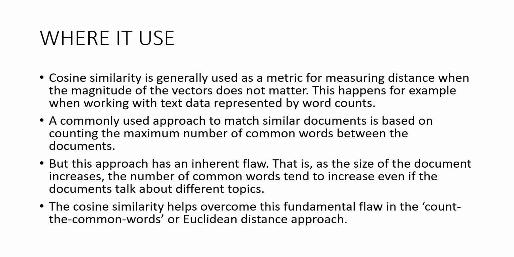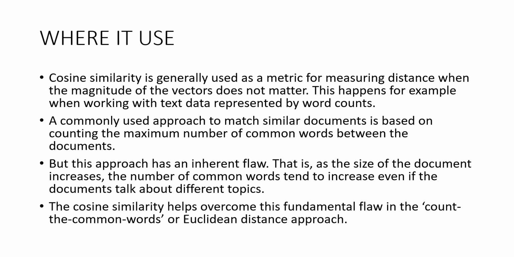Where is it used? Cosine similarity is generally used as a metric for measuring distance when the magnitude of the vectors does not matter. This happens, for example, when working with text data, where the magnitude is not important. So you use the cosine similarity algorithm when the magnitude is not important. You understood that.